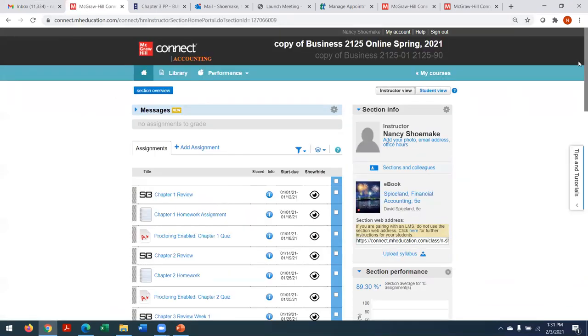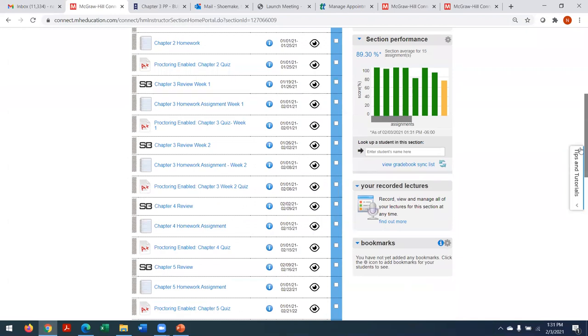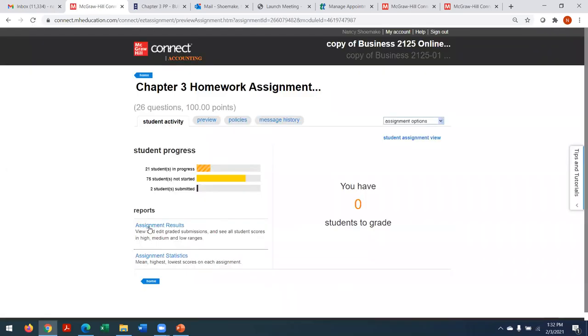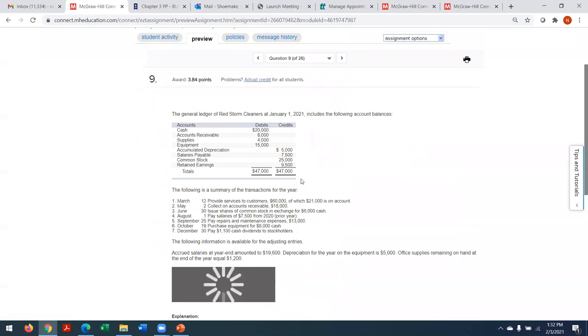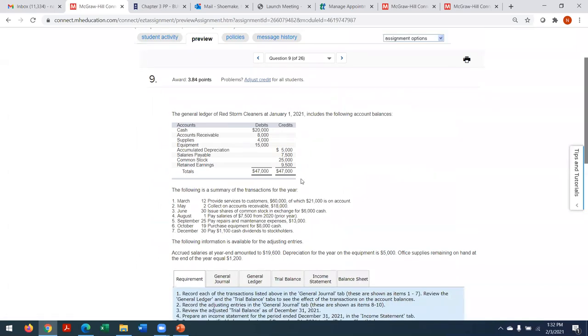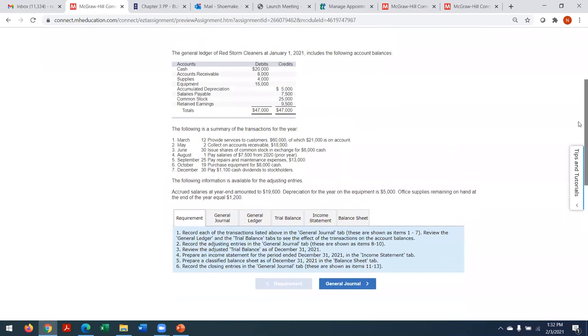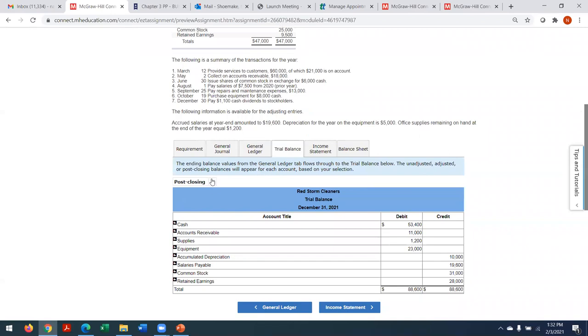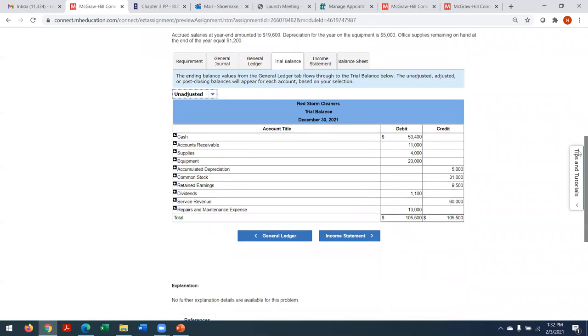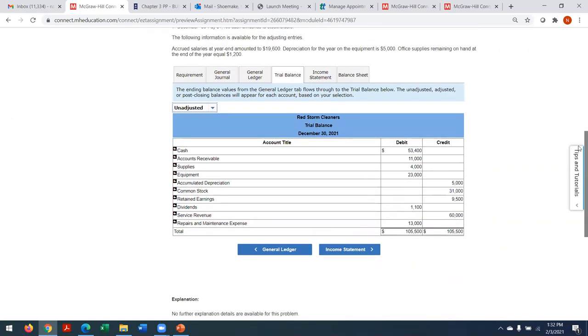Now, I'm going to show you something. I'm going to give you some help so you're not overwhelmed. We went through this problem, and this next one is like what we just went over. I want you to know the trial balance. You've got an unadjusted trial balance before you do your adjusting entries. Write down that the total debits should be 105.5 and the total credits are 105.5.